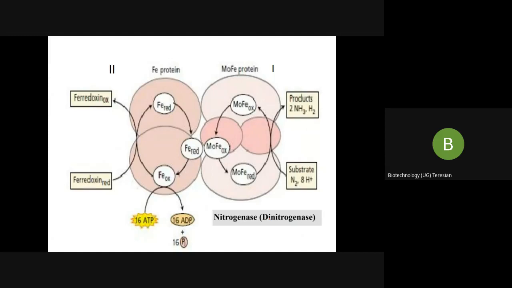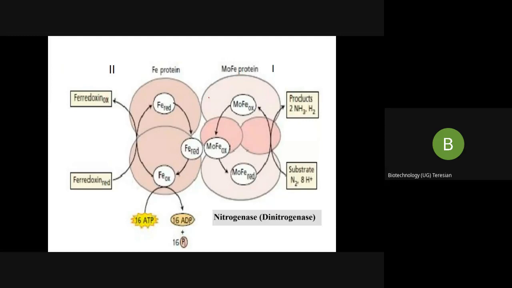So in a quick recap, we have two components, component 1 and component 2. My component 2 is the iron sulfur protein, and my component 1 is the molybdenum iron sulfur protein, and it is a tetramer, this is a dimer. Now we are looking at how the activation of this enzyme happens. This enzyme is present inside microorganisms. What we are interested in is the rhizobium.